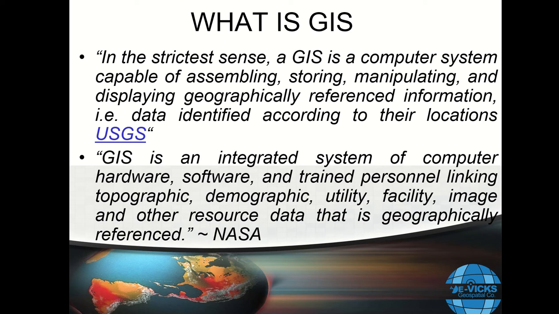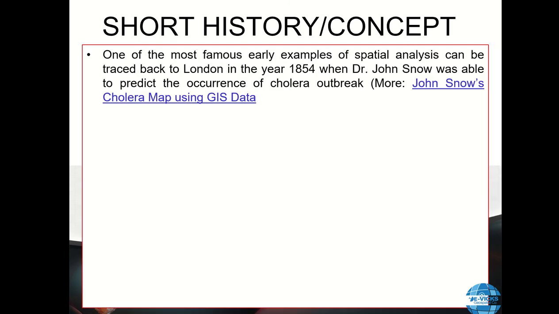Also, GIS is an integrated system of computer hardware, software, and trained personnel linking topographic, demographic, utility, facility, image, and other resources that are geographically referenced. And like I said, this is by NASA. GIS doesn't work with any data. The data must be geographically referenced, tied down to a particular area on the surface of the earth for GIS to be able to use such data.